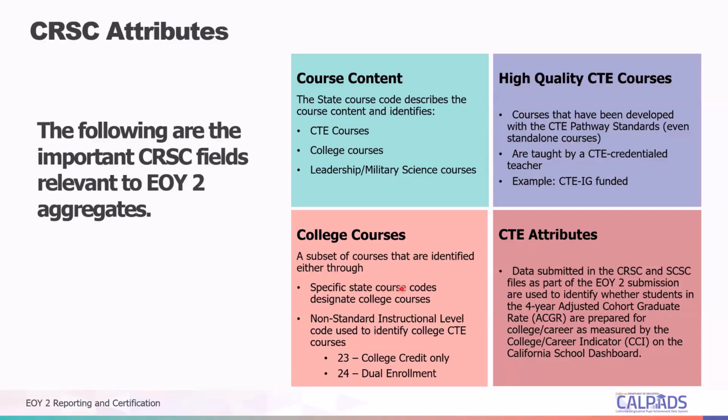For college courses, there are a subset of college courses that are identified through specific state course codes designating college level courses. On the other hand, college level courses can also be identified based on the non-standard instructional level 23, which is college credit only, or 24, dual enrollment, and this is applicable only to CTE state course codes.